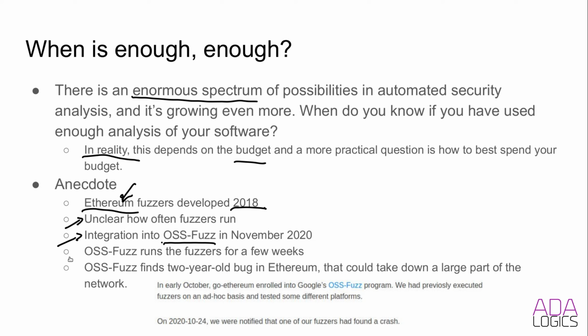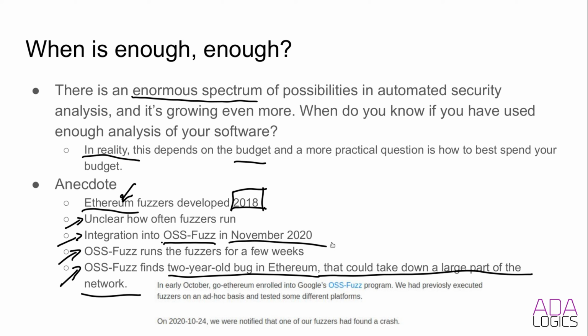And after a few weeks of analysis, OSS-Fuzz then found a 2-year-old bug in Ethereum, and this bug actually was in Golang itself, but it could be used to take down a large part of the Ethereum network, and it had been around for quite a while. So the main point of this anecdote is that the fuzzers that were developed back in 2018 had probably been running for quite a few hours before November 2020, and did not find this very security critical DoS bug.